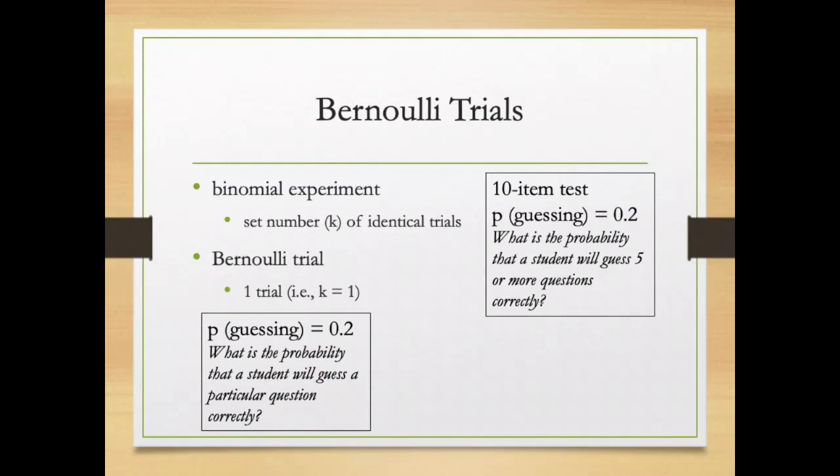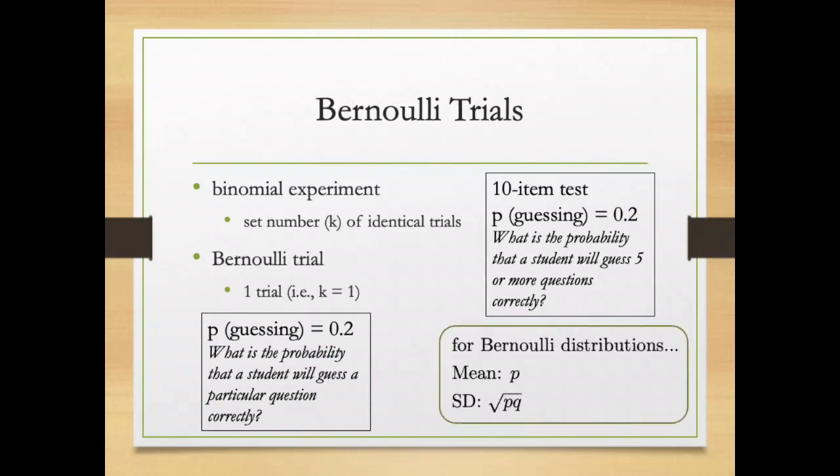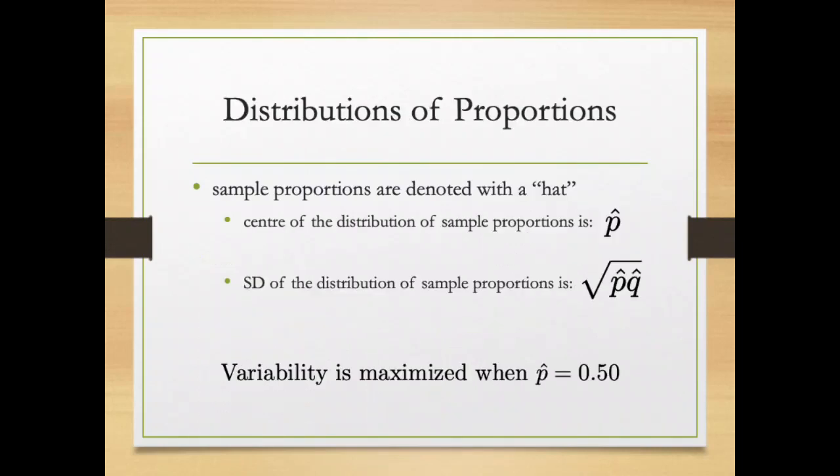This is relevant when we start to think about the ways in which we will test a proportion. The center of a Bernoulli distribution is p, and the standard deviation is the square root of p times q. You'll recall that for interval and ratio variables, we denoted the center of the sample distribution with x bar. Sample statistics for proportions are denoted with a hat, so the center of the distribution of sample proportions is p hat, and the standard deviation of the distribution of sample proportions is the square root of p hat times q hat.